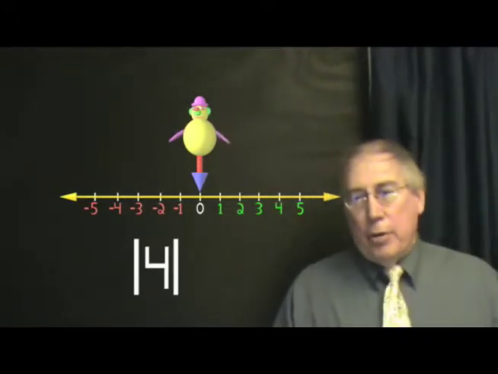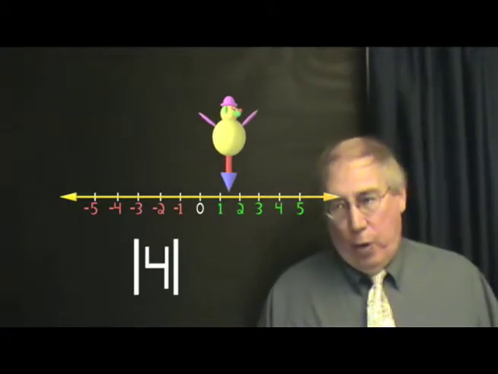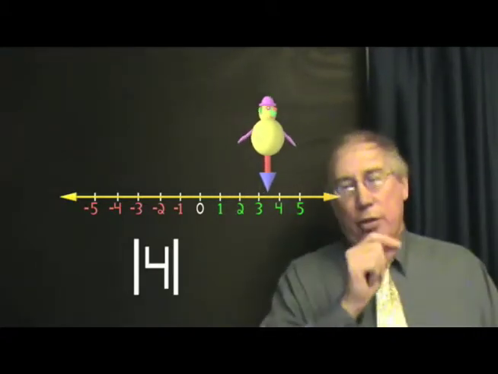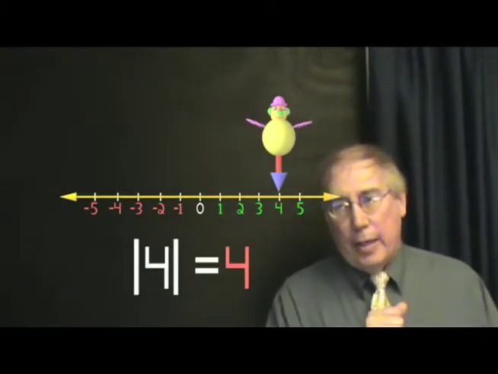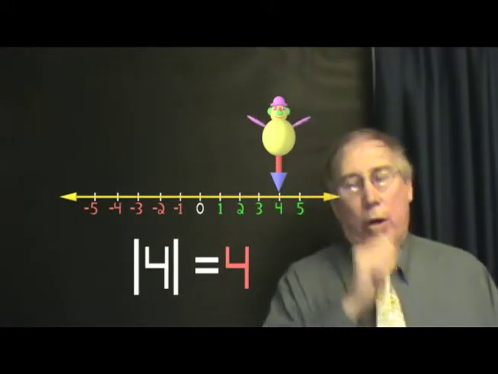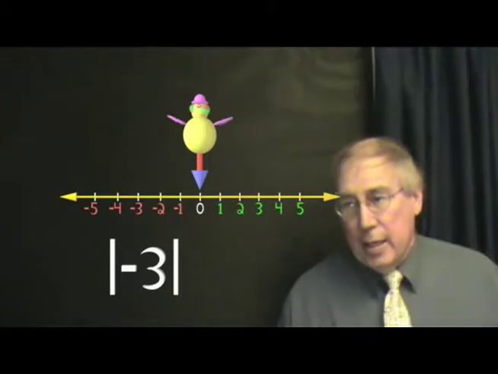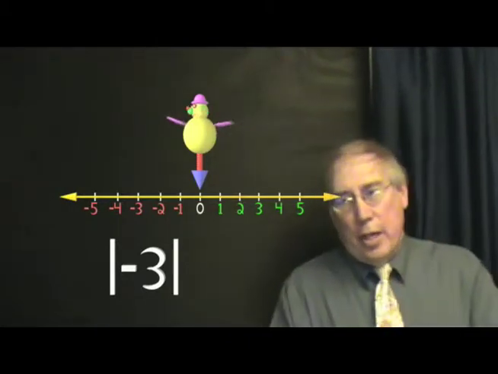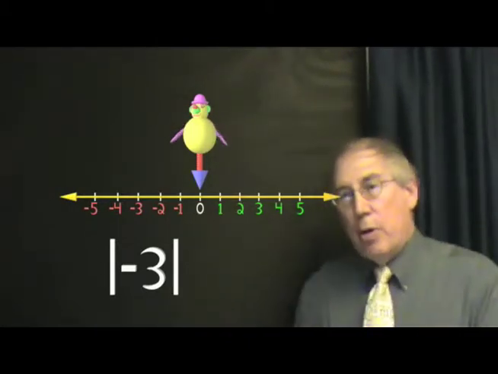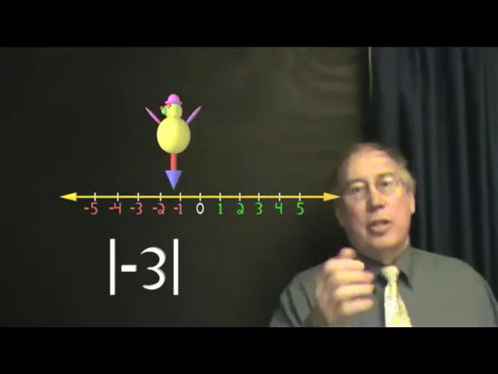Now, how about the absolute value of 4? What is the distance to 4 on the number line from 0? It's 4. Now, how about the absolute value of negative 3? What is the distance negative 3 is from 0 on the number line? It's 3.